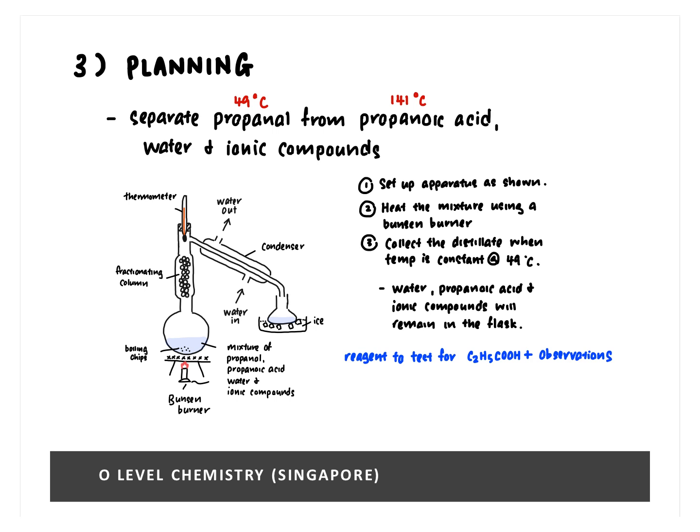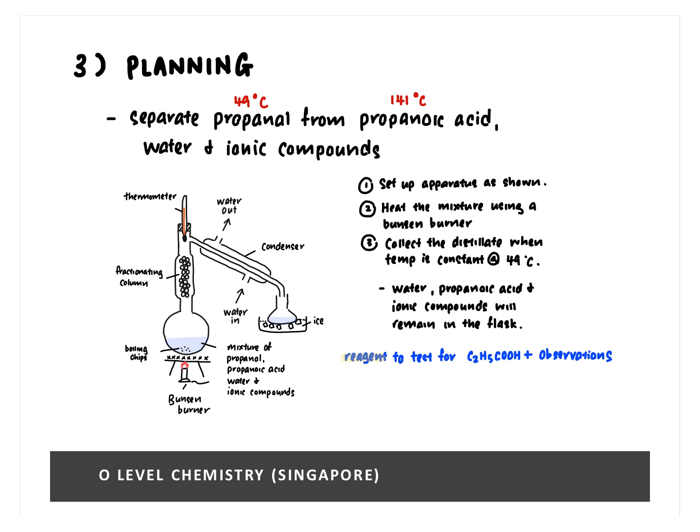The last part of planning requires you to determine the purity of propanol by checking whether any propanoic acid is present. So the question actually requested for a reagent that you can add to test for the presence of propanoic acid, as well as the expected observations. So this is again a fairly straightforward question. The reagent you add must react with acid and produce a visible observation. And visible observations, there are two usual types. Number one would be bubbles, so effervescence. Number two would be a color change.